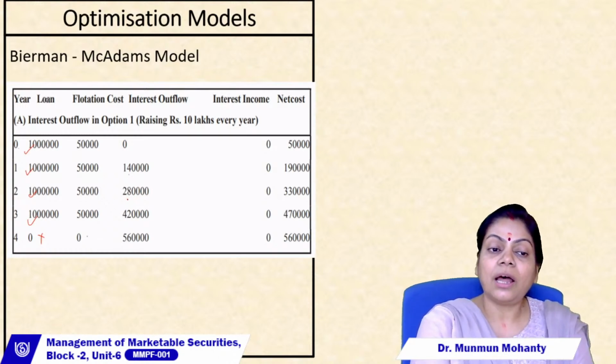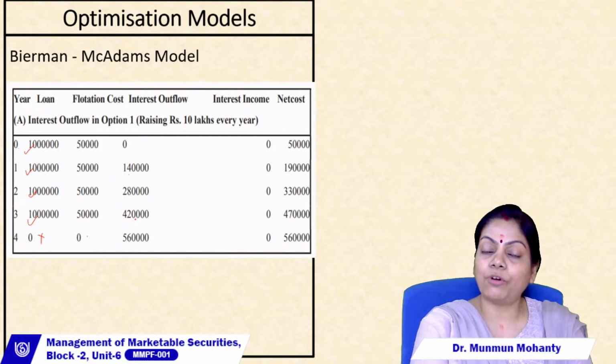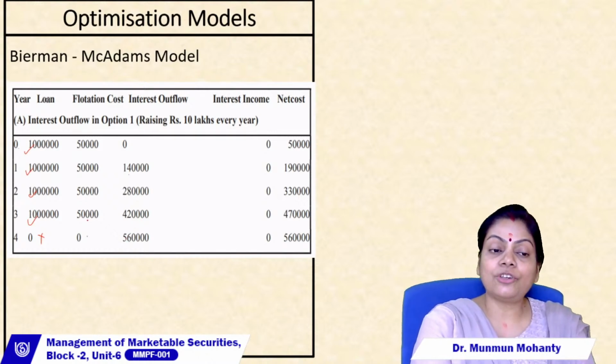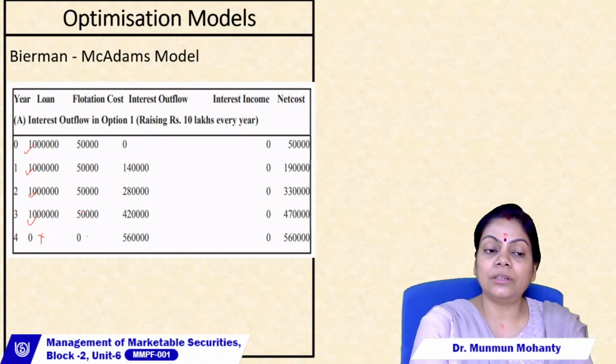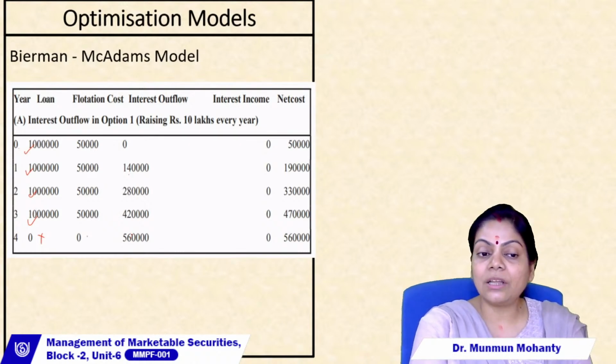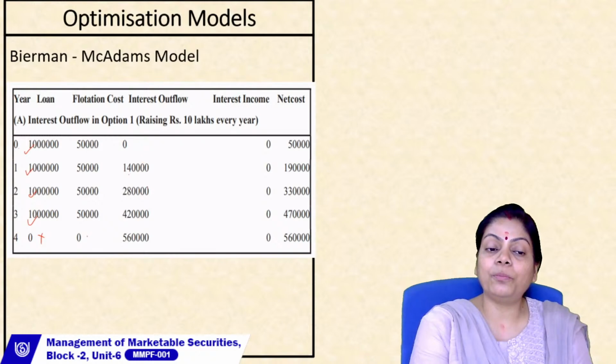The third year, another 10 lakh installment of loan comes, so it is 30 lakh, 14% on 30 lakh, that is 4 lakh 20,000. And another installment of loan comes in the third year. So the total loan becomes 40 lakh, and 14% on 40 lakh is 5 lakh 60,000. This is the interest that I'm going to pay, and these are the time frames where I'm going to pay.